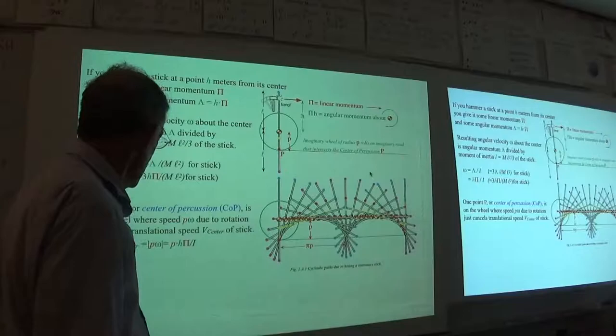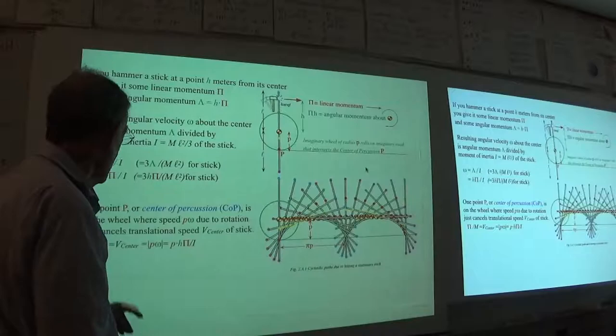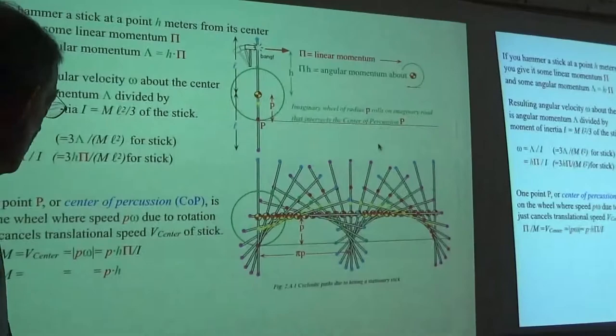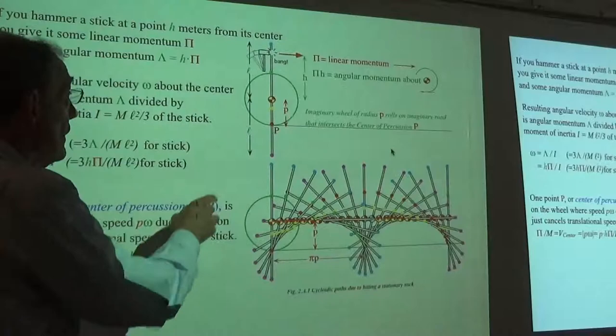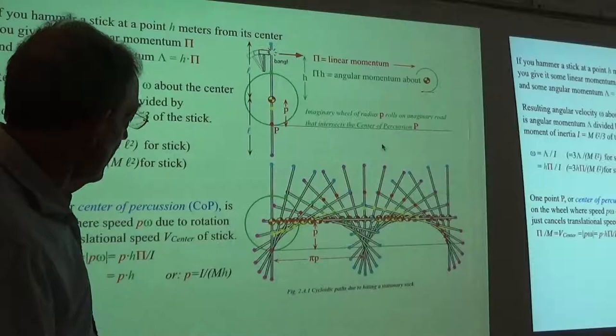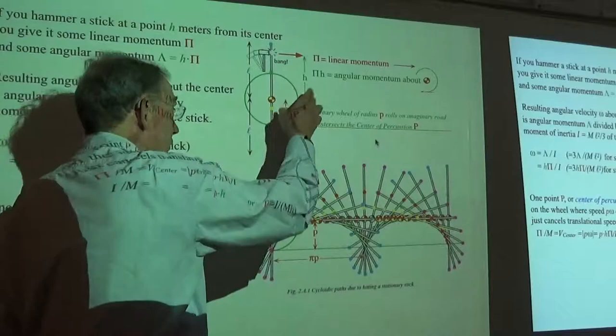And that gives this equation right here, that this velocity is related by those four relations. And once you have that, then you can solve for the percussion as a function of the height that you have chosen to hit that stick, its momentum, so to speak. So this is the distance P, the percussion distance, the radius of this circle right there.